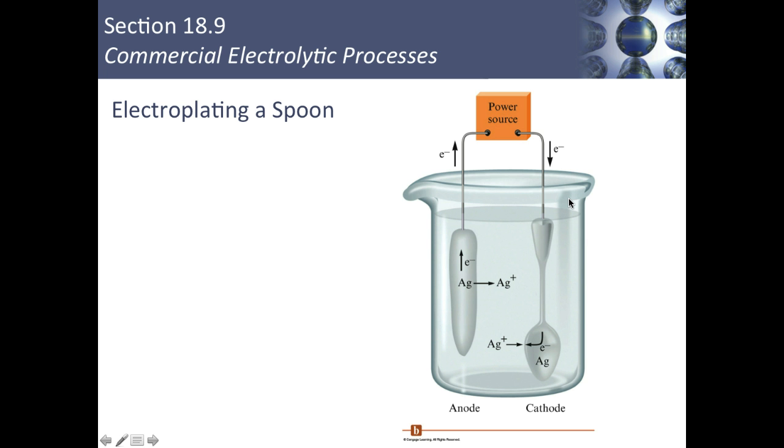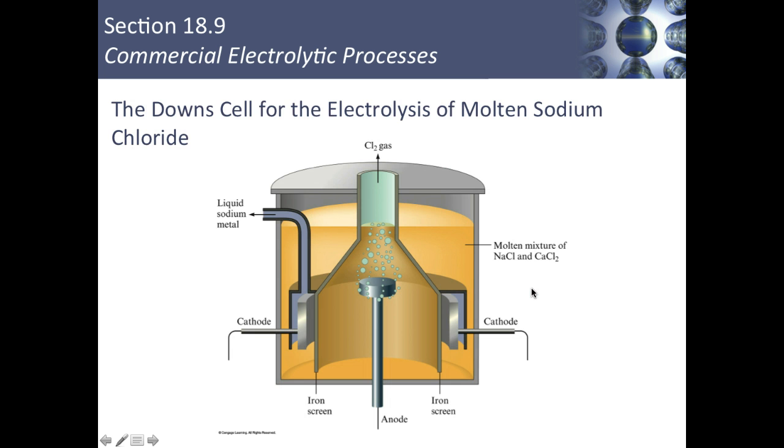Same thing happening because we have our power source. We're booting out electrons this way, which means that we're going to be pulling from this way, plating this spoon with silver. And same thing, the down cell for electrolysis of molten sodium chloride, helping us to produce sodium. And also at the same time, we're having a production of chlorine gas, which we can actually use for other things later on down the road.